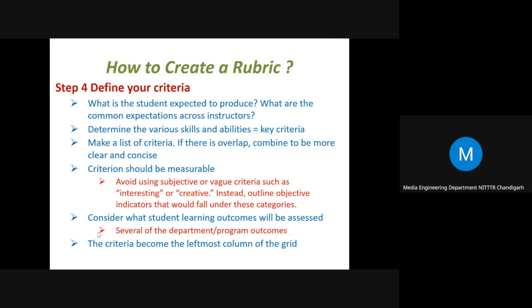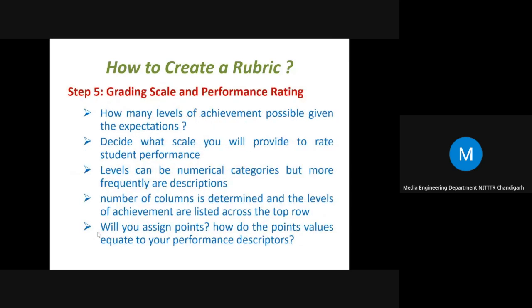Once we have the leftmost column of the grid of that analytic rubric, we are going to decide the column headings, the top row basically. How many performance rating levels will there be? How many grades will there be: A, B, C, D? Whether we are getting 4 grades, 5 grades, 6 grades. The common practice is to have up to 4 to 6 grades, but depending on our requirement, we can have even 3 grades.